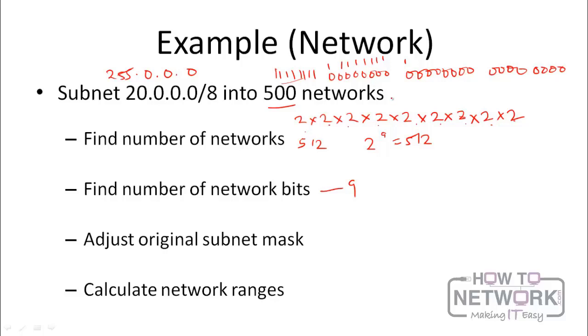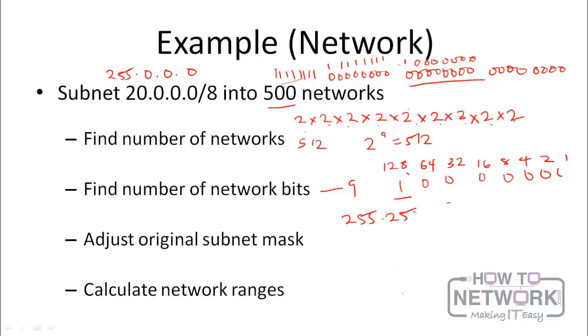The first octet will definitely be 255. The next octet is 255. And for this octet, we have 10000000. If we use our placeholders, remember 128, 64, 32, 16, 8, 4, 2, 1, we have 10000000, so that's definitely 128. So our subnet mask will be 255.255.128.0.